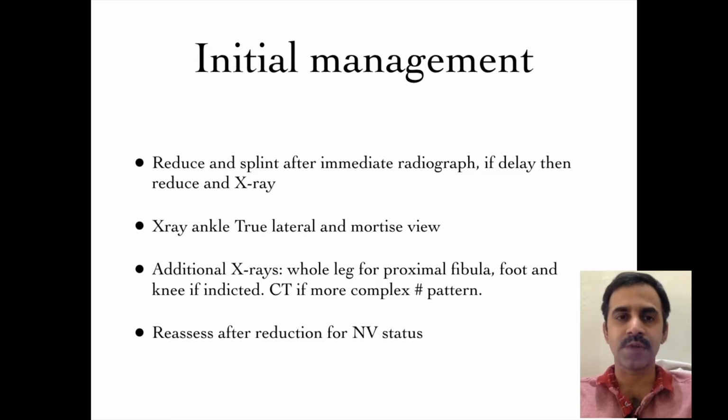Initial management includes that we should reduce and splint after an immediate radiograph. If there is a delay in getting the X-ray, then reduce and take the X-ray. X-ray of the ankle, true lateral and mortise view, are to be taken. Additional X-rays include the whole leg for proximal fibula, foot and knee if indicated. CT if a more complex fracture pattern is seen. Reassess after reduction for neurovascular status. So, in case of any extremity injury, assessment of the neurovascular status has to be done. If we forget to do that, the patient may lose the limb.